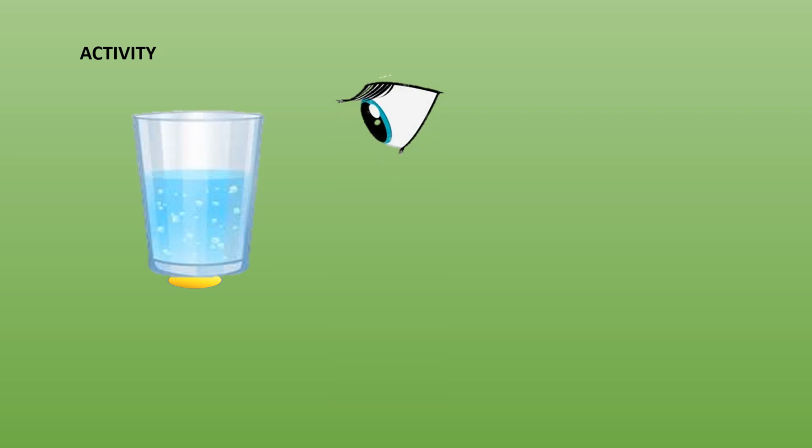Now repeat the same activity by pouring water in the glass. Place the coin on the floor. Now this time fill the glass with water and place it on the coin. Now could you answer whether the coin is visible to the observer or not? No, the coin is not visible to the observer. So why is it not visible?